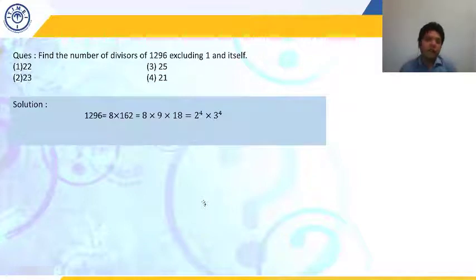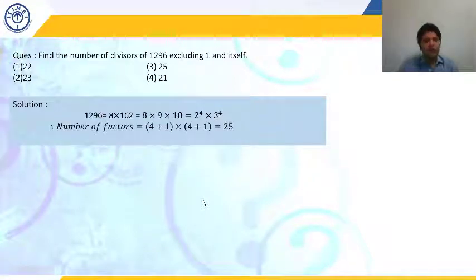So this number is 2 to the power 4 into 3 to the power 4. After doing prime factorization, what needs to be done to find the total number of divisors or factors of this number? We need to multiply the powers of the given prime factors after adding 1 to them. What are the prime factors available here? 2 and 3. And what is the power of these prime factors? Power of 2 is 4, and power of 3 is also 4. So 4 plus 1 becomes 5, and 4 plus 1 becomes 5. So it is 5 into 5, 25.